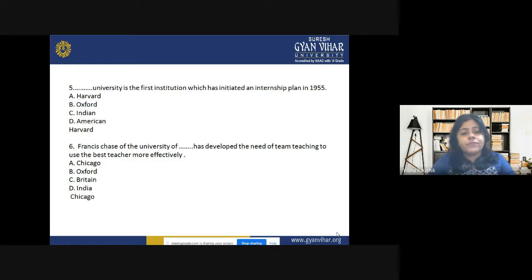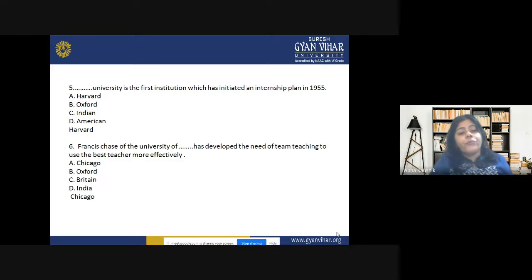Now the sixth one. Francis Chase of the University of dash has developed the need of team teaching to use the best teacher more effectively. Francis Chase of which university has developed the need of team teaching to use the best teacher more effectively? Now, what he is saying is that through team teaching we can use our best teachers in a more effective manner.